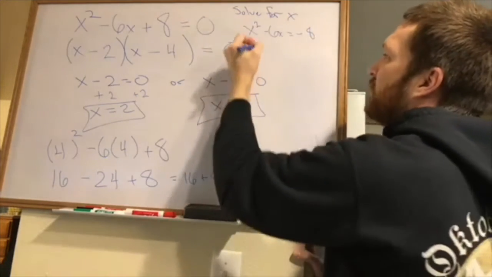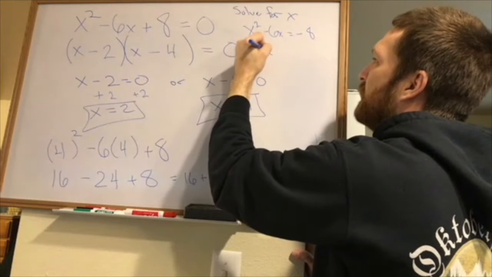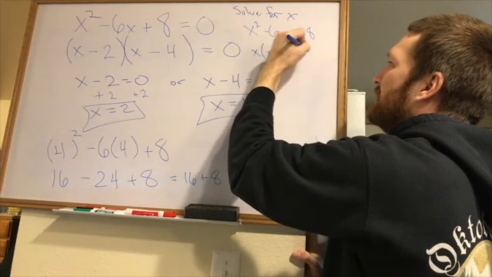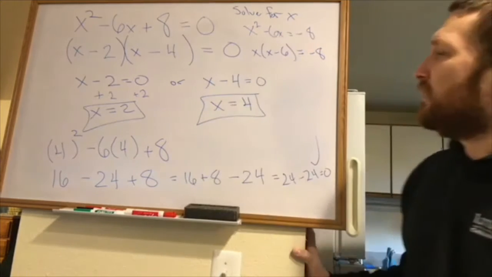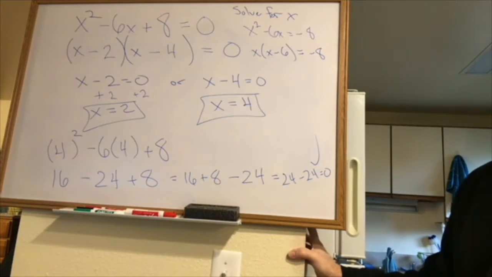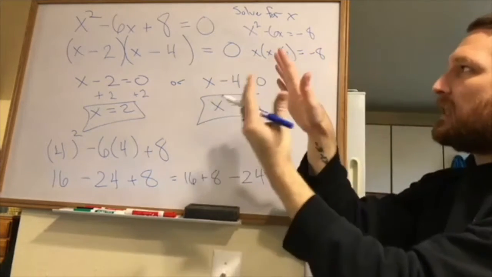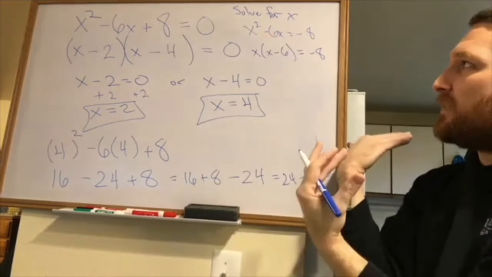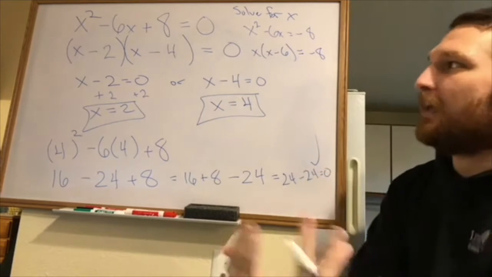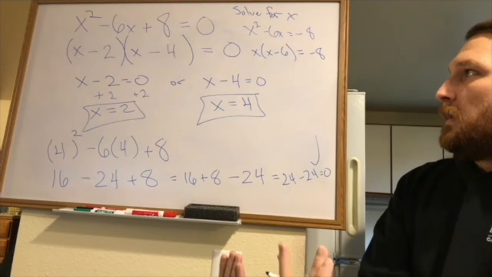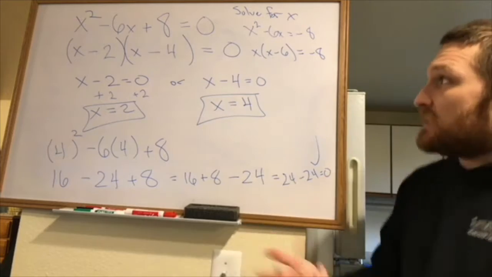You could try to factor out an x. Now you have x minus 6 equals -8. You're not in any better shape there, right? Trying to get the x all by itself and getting everybody else on the other side is not going to help us in this situation. And so, yikes, what do?